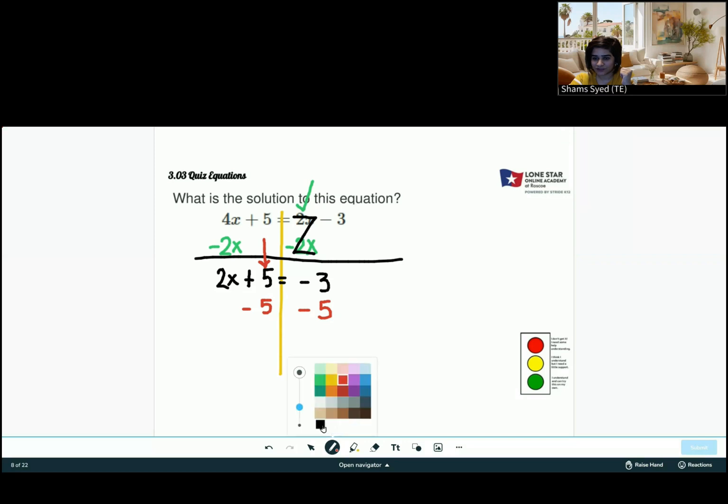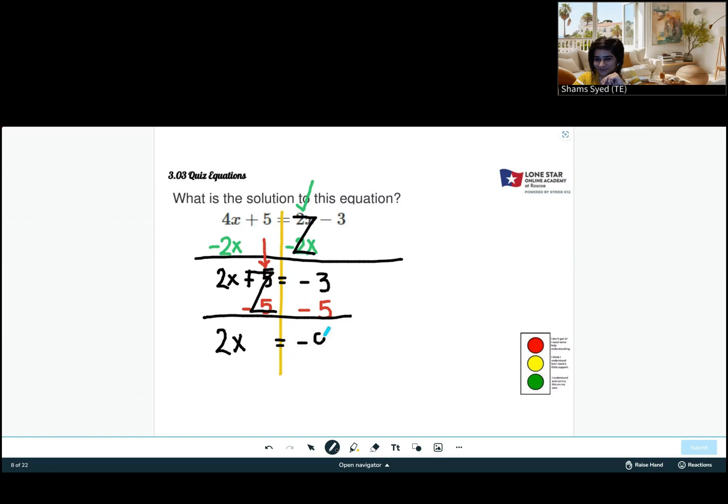Let's see what was the impact of subtracting 5 on both sides. I have the 2x. Nothing happened to the 2x. Well, the plus 5 and the minus 5 canceled each other out. Good. And what happened to the right side? Negative 3 minus 5. If you think you are not strong at these, use your Desmos calculator to generate answers. Notice negative 3 minus 5 is supposed to give you a negative 8.